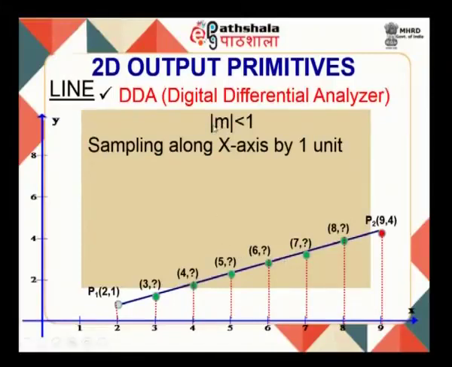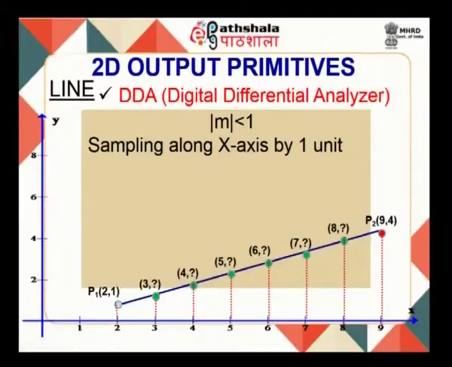So, imagine a line with slope m less than 1, that means the line is more inclined towards the x axis. We will start our sampling along the x axis at unit steps, from the first point till the last point. Assume that we are given 2 points. For example, P1 is (2, 1) and P2 is the other end point of the line, (9, 4), and our aim is to compute all the in-between points that fall along the line path.